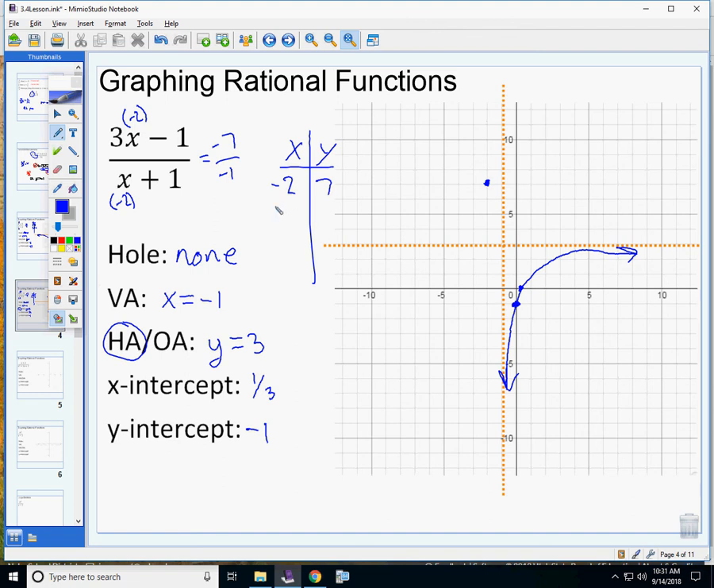But just to make sure, I'm going to plug in another number. Let's say we choose negative 5. So if I plug negative 5 into the top and the bottom, 3 times negative 5 is negative 15, minus 1, that's negative 16. On the bottom, negative 5 plus 1, that's negative 4. So negative 16 divided by negative 4, that is 4. So at negative 5, we're up 4, and you can see that it is a line curving through these points, staying in the top left portion of your graph.